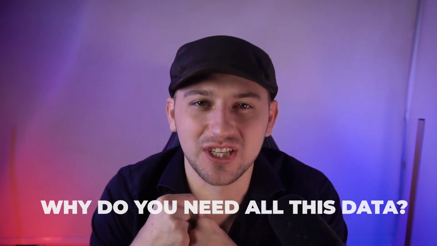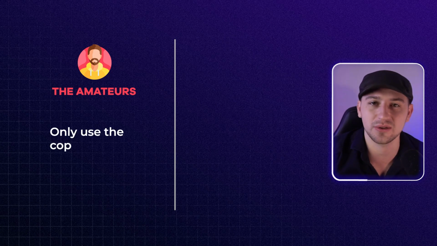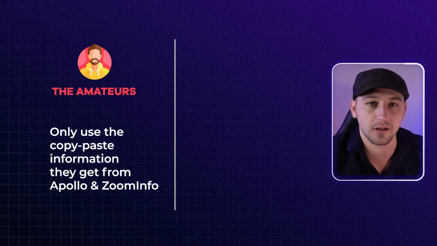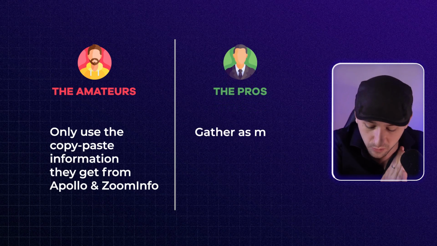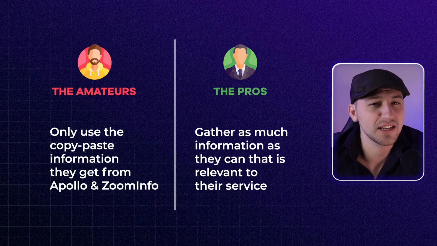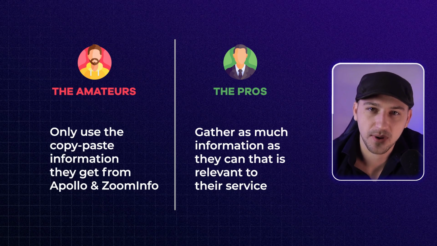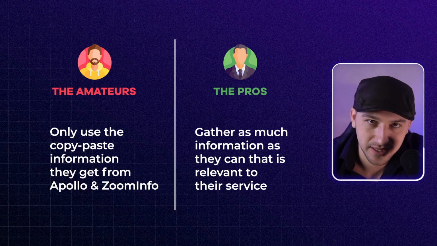Well, the answer to that question is what makes the difference between an amateur outreach campaign and a pro outreach campaign. You see, the amateur outreach campaign only uses the copy-paste information they get from Apollo and ZoomInfo, whereas the pros will gather as much information as they can that is relevant to their service, and they will feed that into the AI so that the AI can make a very intelligent response to use to reach out to these businesses. What that means is not only can you reach out to more businesses in a smaller amount of time, but the outreach you do is more relevant and it's reaching the business at the right time.